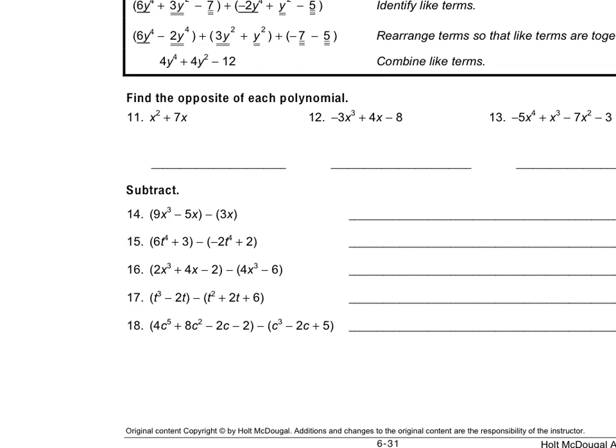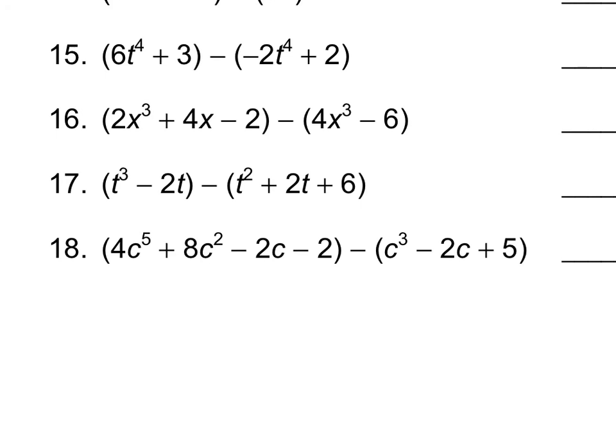So again, for example, if I do this last one, I'm going to keep the first polynomial exactly the same. I'm going to change this subtraction sign and now make it an addition sign. And then in my second parenthesis, I'm going to change all of the signs to the opposite of what they are. This is a positive c to the third, so now it's negative. It's going to become now a positive 2c and a negative 5.